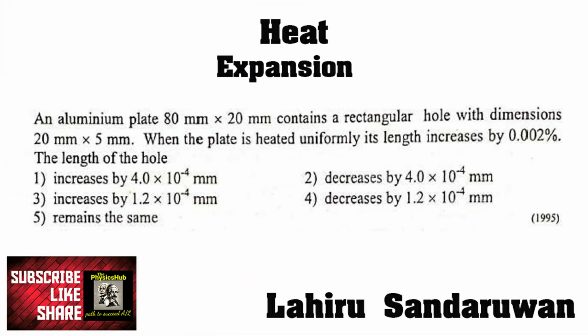An aluminium plate 80 millimeters by 20 millimeters contains a rectangular hole with dimensions 20 millimeters by 5 millimeters. When the plate is heated uniformly, its length increased by 0.002%. What is the increase in the length of the hole?